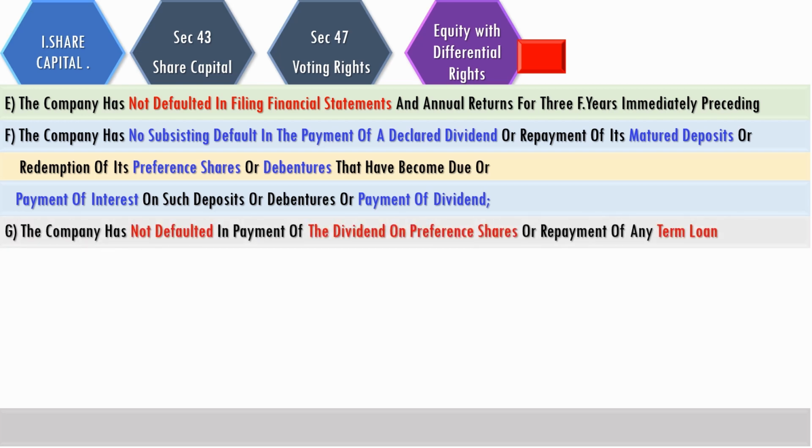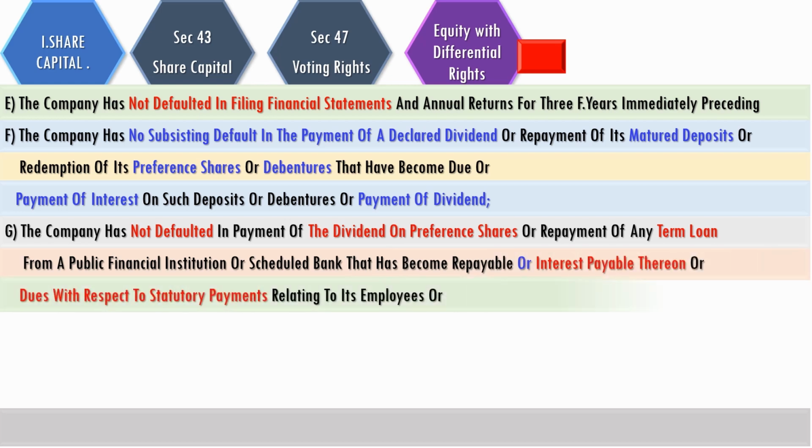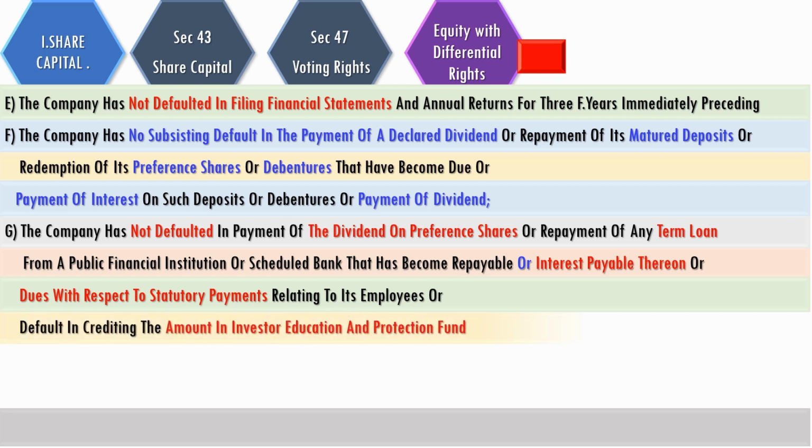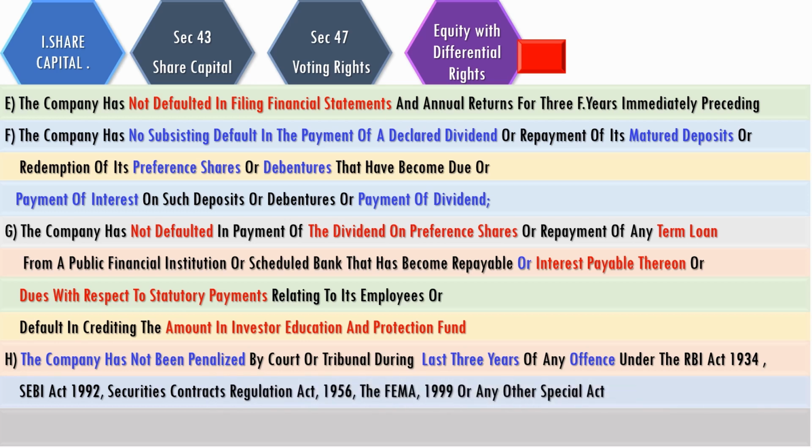The company should not have defaulted in payment of dividend on preference shares or term loan or interest payable on the term loan or deposit, and there should be no dues as regards statutory payments and no default in crediting the amount in Investor Education and Protection Fund, and the company should not have been penalized for the last 3 years for any offence under acts like RBI Act, SEBI Act, SCRA, FEMA or any other special act.